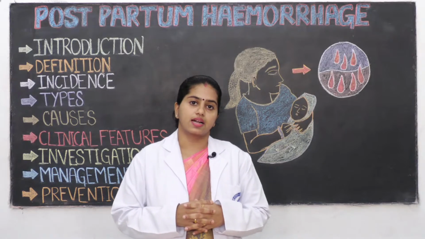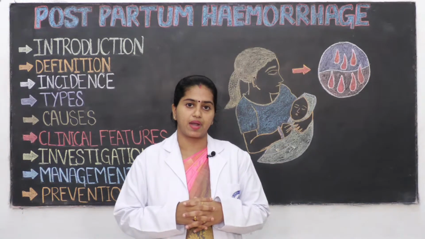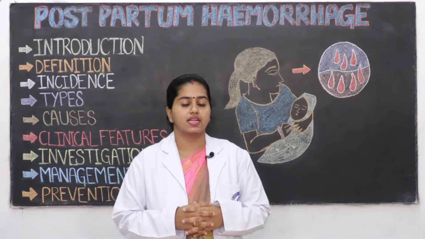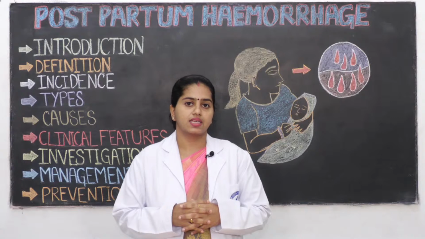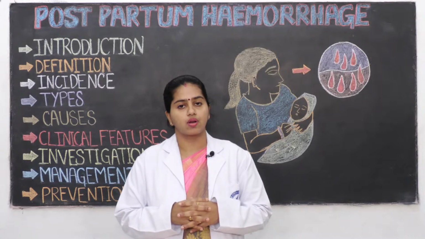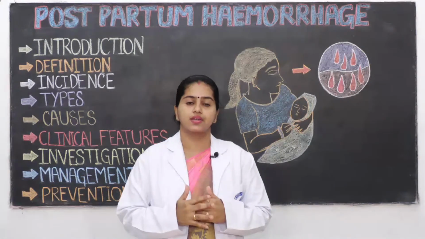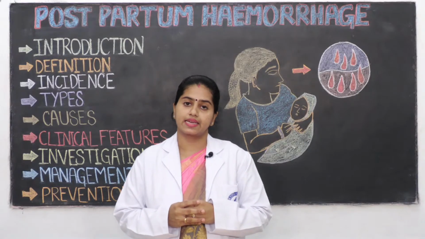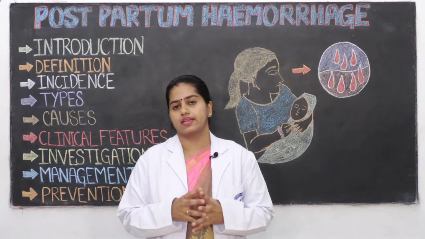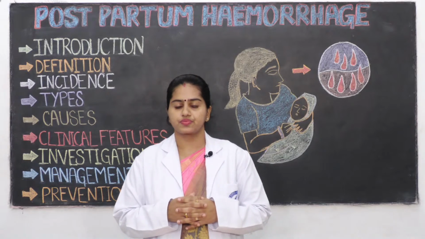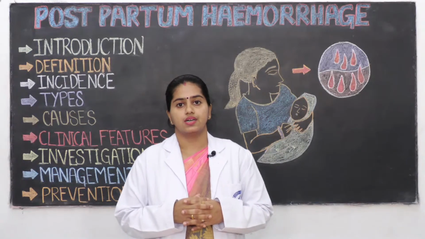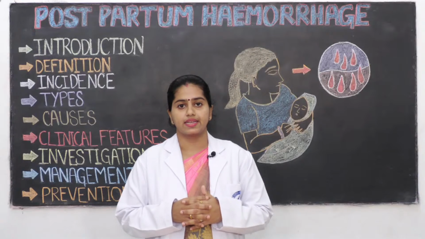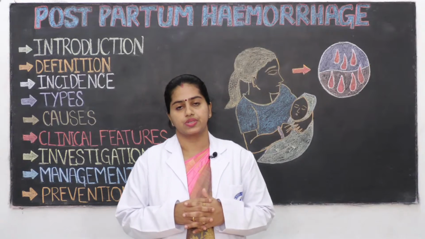Another condition is morbidly adherent placenta. This is one of the placental abnormalities, where the placenta is tightly or morbidly adherent to the uterine muscle layers, like placenta accreta or increta. So these are the major causes of atonicity of the uterus.